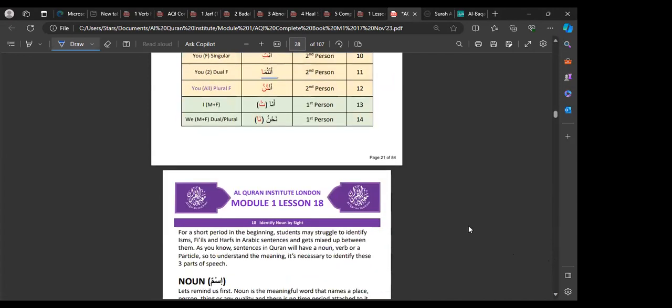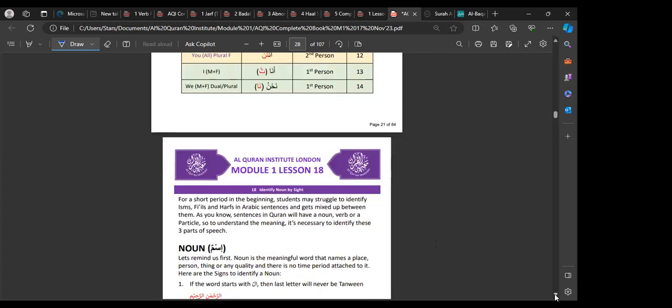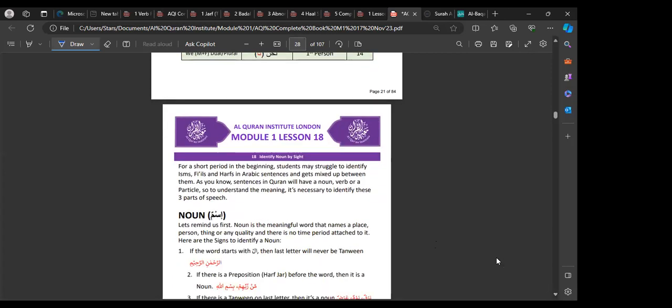Bismillah. Now the next 3 lessons are going to be a summary and they're really going to help you engage with the Quran in a different way. So they're very, very important. And from these 3 lessons, we will then move on to the Quran and put it into practice, inshallah. So first, we're going to go through the signs of a noun, the signs of a verb, and the signs of a harf. So how do you tell which word is which? And this is a summary of the signs.